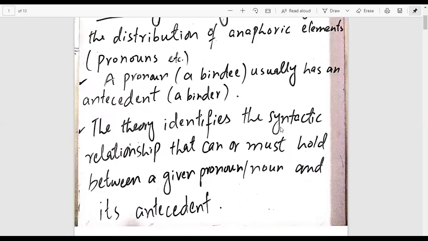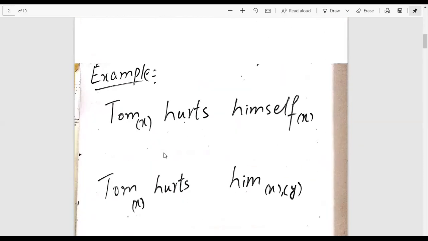The theory identifies the syntactic relationship that can or must hold between a given pronoun, a noun, and its antecedent. So we can say that this theory identifies some sort of syntactic relationship which can or must hold between a given pronoun or noun and its antecedent. So let us look at an example here.